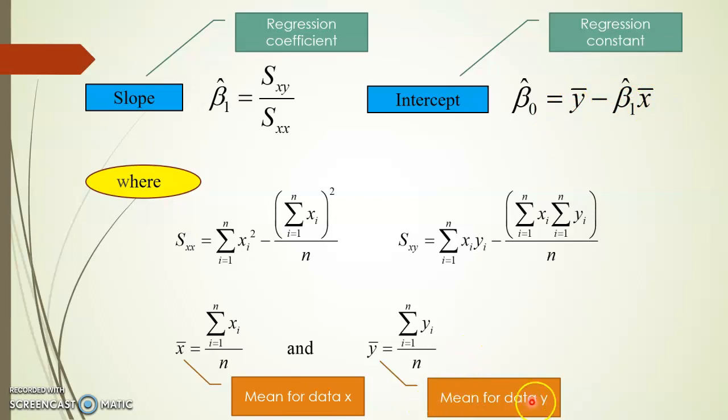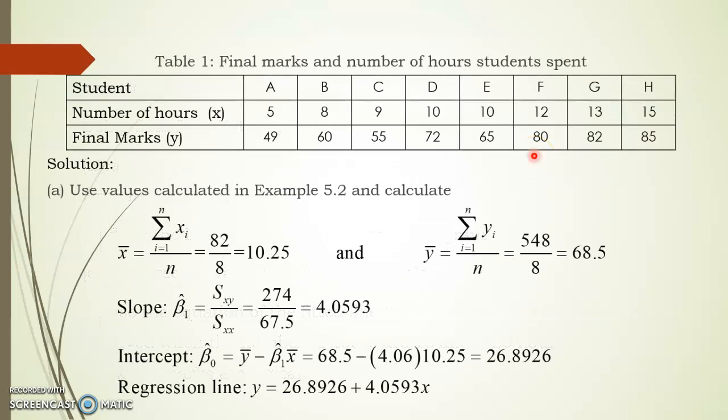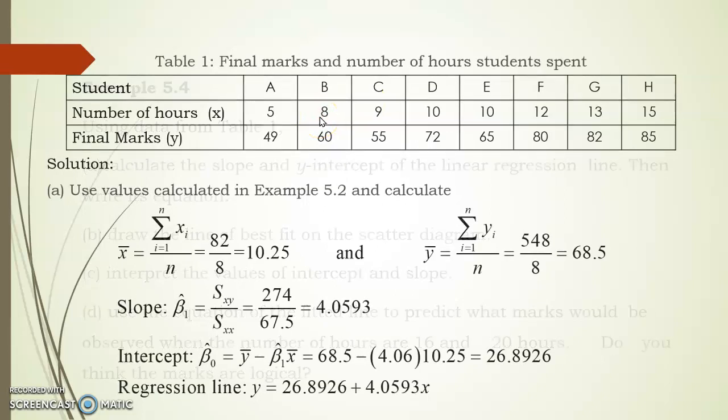Y bar here is the mean for data y. You just total up your data for y, which is your response variable, divided by the sample size. And x bar here is the mean for data x. So this is the mean for data y and this is the mean for data x. To practice this formula, let's use the example that we discussed in our previous class, this table here. We're going to use this example to practice the formula.